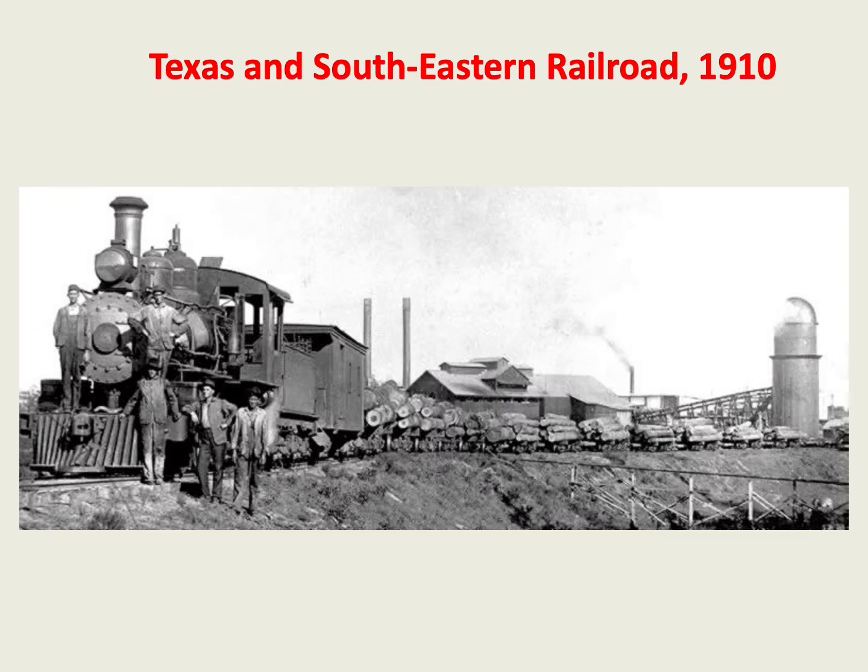This is a photo from a few years later, 1910, of one of the railroads. And you can see that in this case, the railroad cars are carrying a lot of lumber, of timber. These are cut trees. This is in East Texas, where the trees are being taken for further processing.